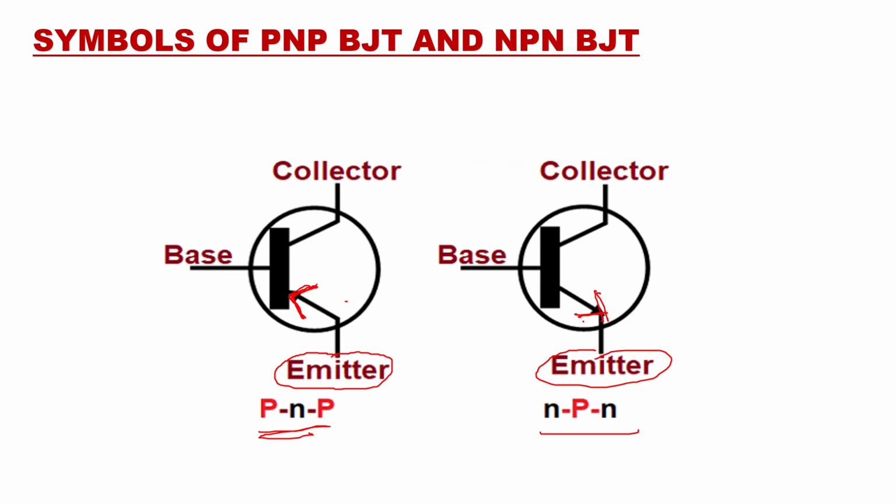This is a very important difference which you should know, and you can differentiate the symbol of PNP and NPN only by observing the arrow which is marked at the emitter terminal of the symbol. Okay, the center terminal will be called base and the other terminal will be called collector. So this is how your symbol of PNP and NPN transistor will be shown.